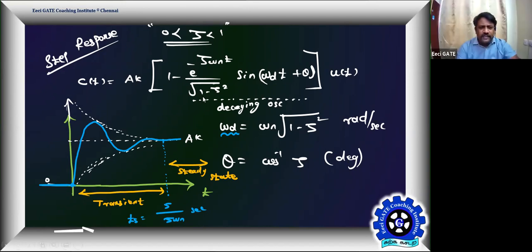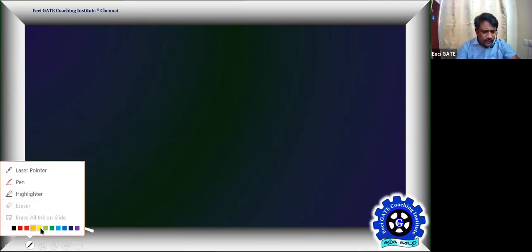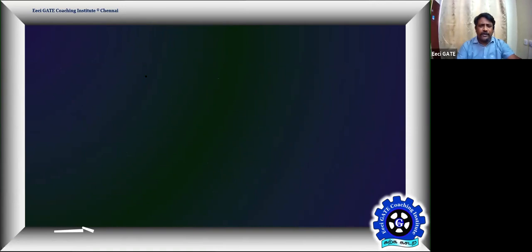Then we'll transfer this fundamental into a standard second order control system loop, a closed loop control system. Let me introduce, similar to the first order closed loop, now we'll have a standard second order closed loop control system.